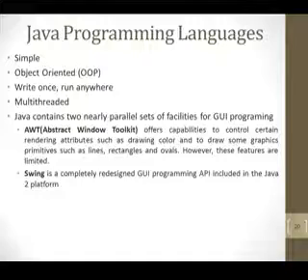We also have the Swing package, which is a completely redesigned graphical user interface programming API. It is included in the Java 2D platform. The graphics support in Java 2D is also enhanced. The Java 2D packages provide comprehensive 2D graphic features. So Swing is a completely redesigned graphical user interface programming API included in the Java 2D platform.